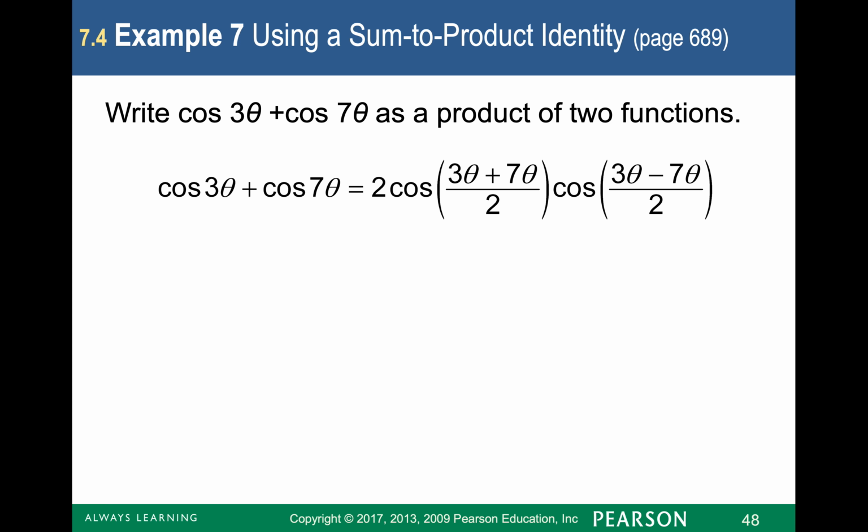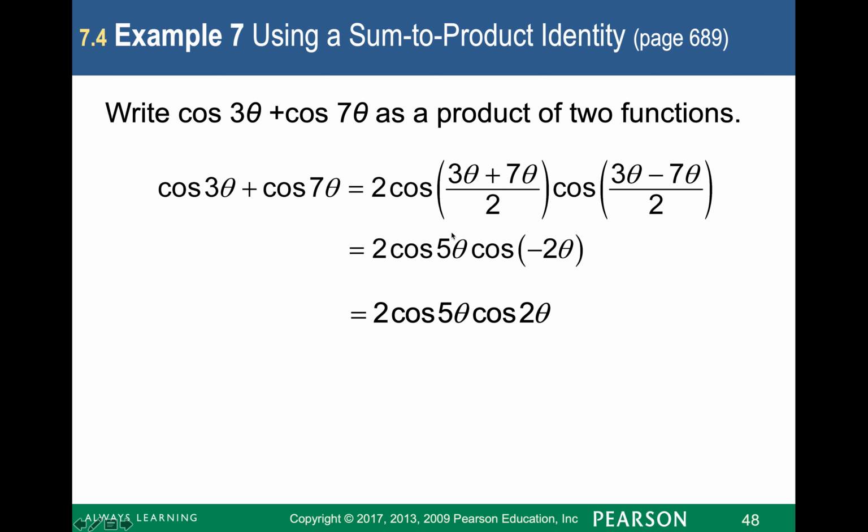I can also write these as a product of functions, because I know that if I have cosine of 3 theta plus 7 theta over 2, that's going to be 10 theta over 2, or 5. And then I'm going to have 3 minus 7, which is going to be a negative value, over 2, which is going to be negative 4. Then I'm going to be able to apply my trig identities to simplify this down to 2 cosine 5 theta cosine 2 theta, because 7 plus 3 is 10, divided by 2 is 5. 3 minus 7 would be negative 4, divided by 2 is a negative 2.